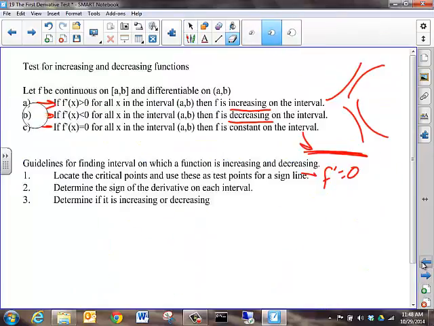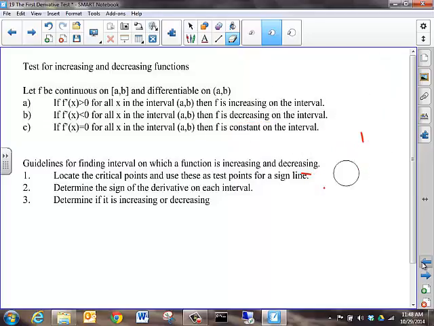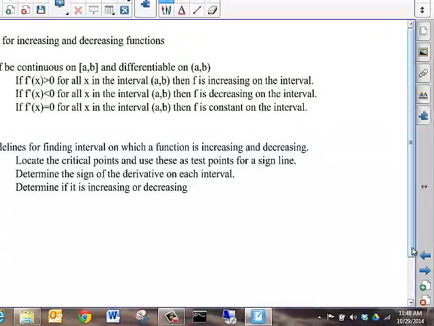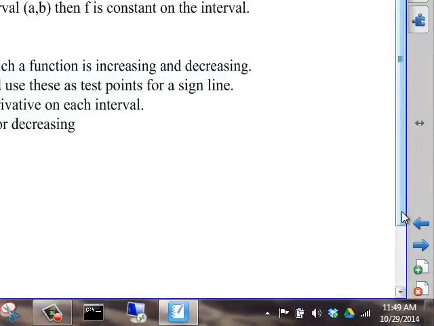In summary, let's look at this slide and see if any of this makes any sense. In summary, if f prime is positive, then the function's increasing. If f prime is negative, then the function is decreasing. And we can use that to find out whether the function has a max or min at that particular point. Okay?